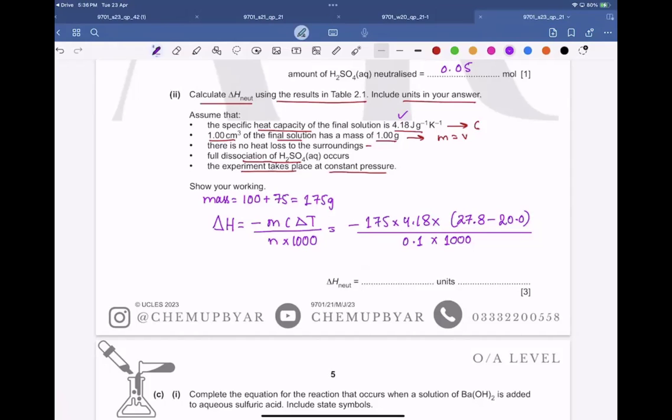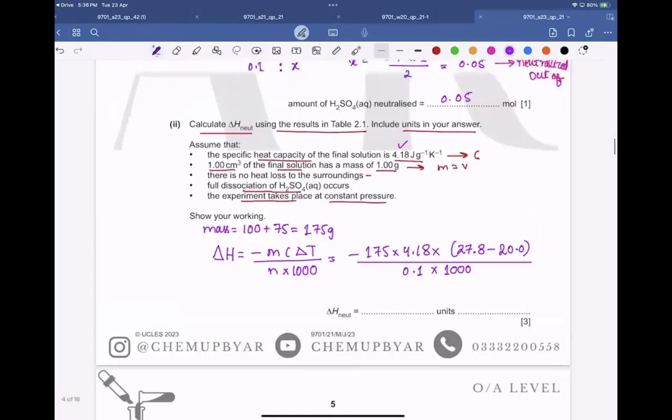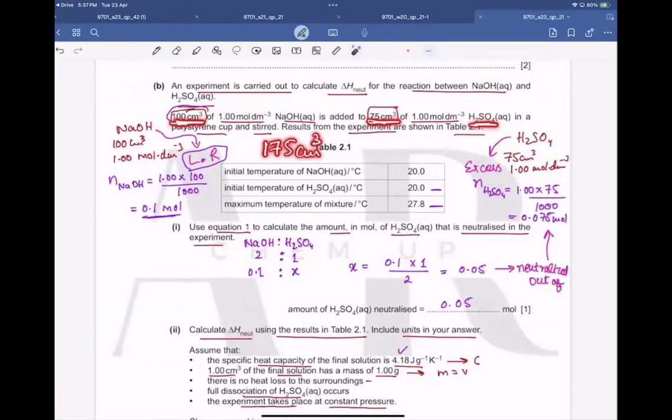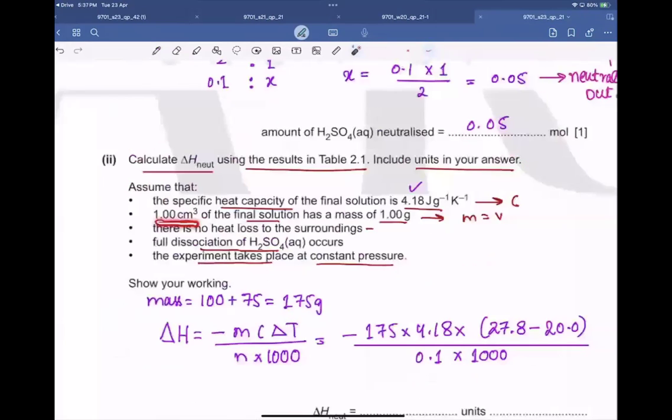It is the enthalpy change formula, not for neutralization, okay? Because see, the total volume that we have used is 100 centimeter cube of sodium hydroxide and 75 centimeter cube of sulfuric acid. So it means the total volume used was 175 centimeter cube, right? And they have mentioned over here that 1 centimeter cube of the final solution has a mass of 1 gram. So the total volume that we used was 175 centimeter cube, so it means that the total mass would be 175 gram. Is this clear to all of you?